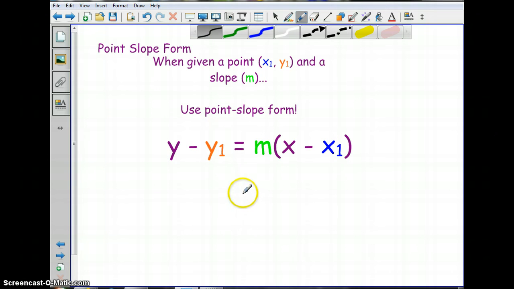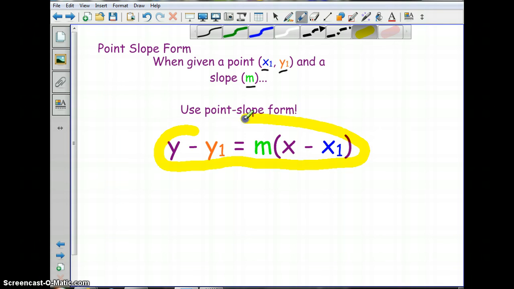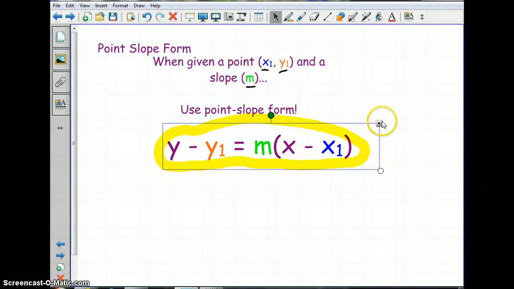So we have slope-intercept form. Now we have point-slope form. You're going to use this when you're given a point and a slope. And this is point-slope form. So I would pause the video and write this formula down immediately, because you're going to need to know this for Algebra 2 especially. Okay, so hopefully you have that written down, and we're going to use this in our following examples.